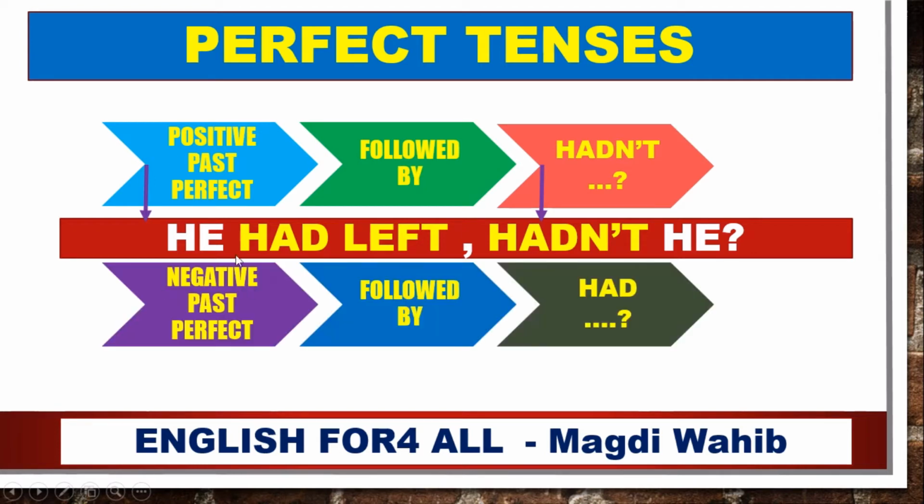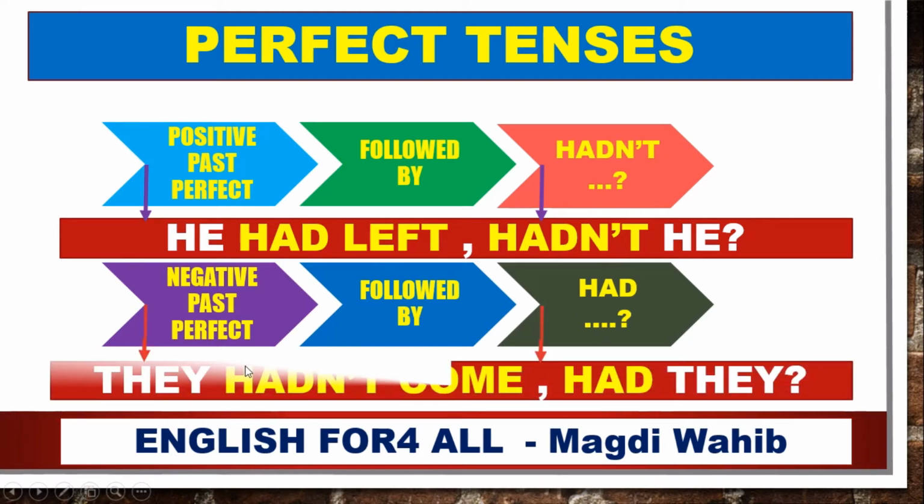What about if we have a negative past perfect? It will be followed by had plus the subject plus the question mark as a question tag. Let's have an example. They hadn't come. Had they? Okay, negative, the question tag is positive. Positive, the question tag is negative. Very simple.